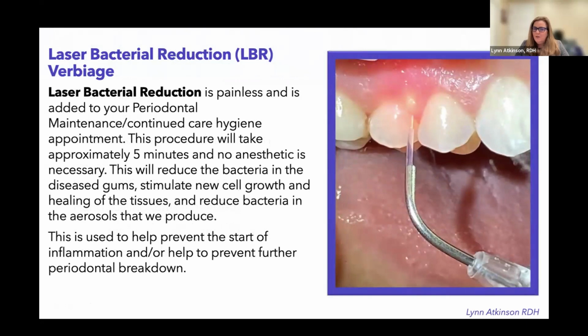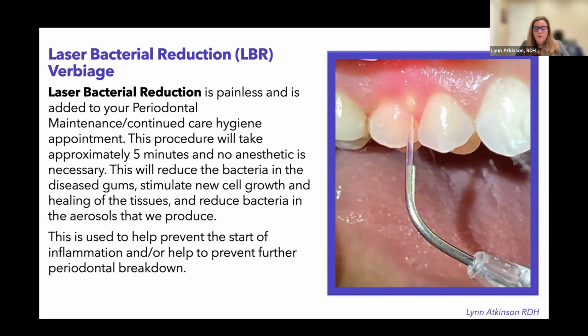So let's talk a little bit about what LBR is. Laser bacterial reduction is painless, and this is verbiage that you can give to your patient, and it's added to their periodontal maintenance or their continued care appointments. It'll only take approximately 5 minutes. There's no anesthetic necessary, and this will reduce the bacteria in the diseased gums, stimulate new cell growth and healing of the tissues, and reduce bacteria in the aerosols that we produce. It's used to help prevent the start of inflammation and or help to prevent further periodontal breakdown.